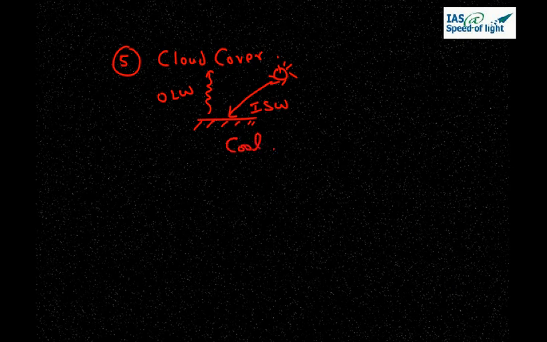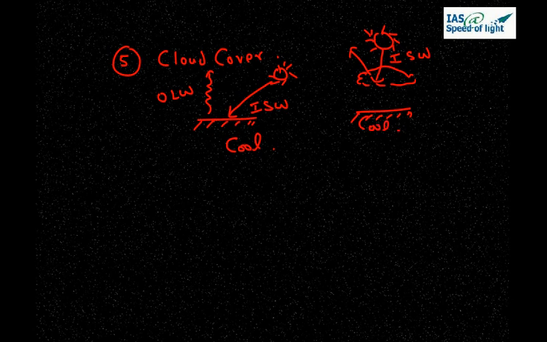Now the second scenario is where there is a thick cloud in between the sun and the earth. Now this cloud itself is reflecting the incoming solar radiation back. So again you have a cool environment on the earth's surface.